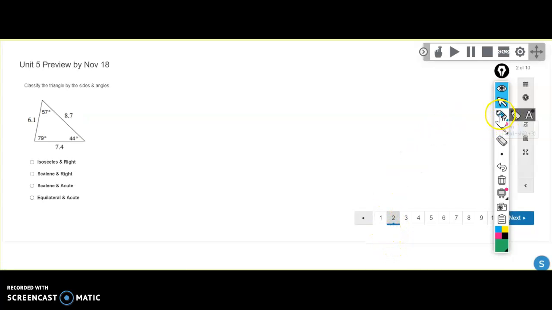Okay, so I am identifying and classifying my triangle by the sides and angles again. This time I have 6.1, 8.7, and 7.4. They are all different. That makes it scalene. All different sides are scalene, and all of my angle measures are less than 90. That makes it acute. So this is a scalene acute triangle.